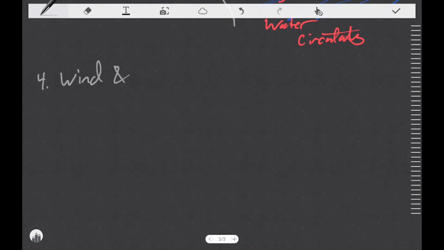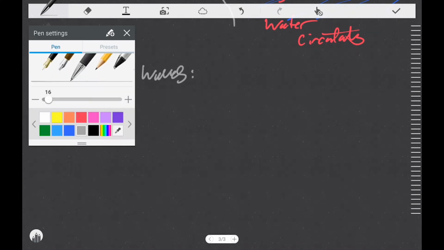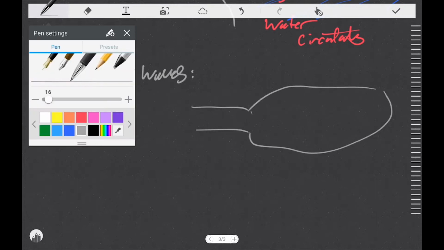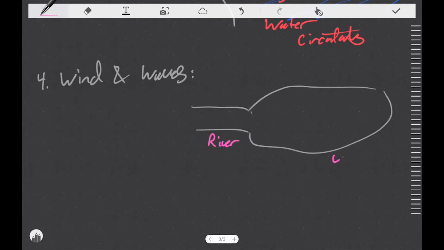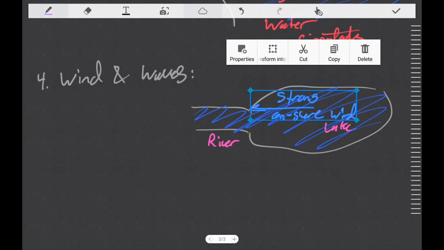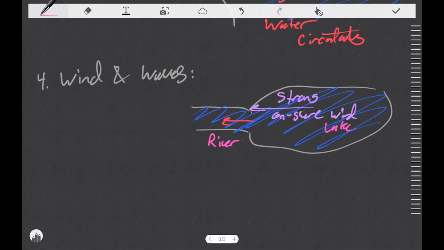And the last cause of current that we're going to talk about today is wind and waves. So let's say that we have a very strong onshore wind blowing off a lake. And if we have a mouth of a river or something like that, the wind and the waves can affect the current, and perhaps it could cause water to either flow slightly upstream, or if the wind's blowing in the same direction as the current, then the current might speed up.